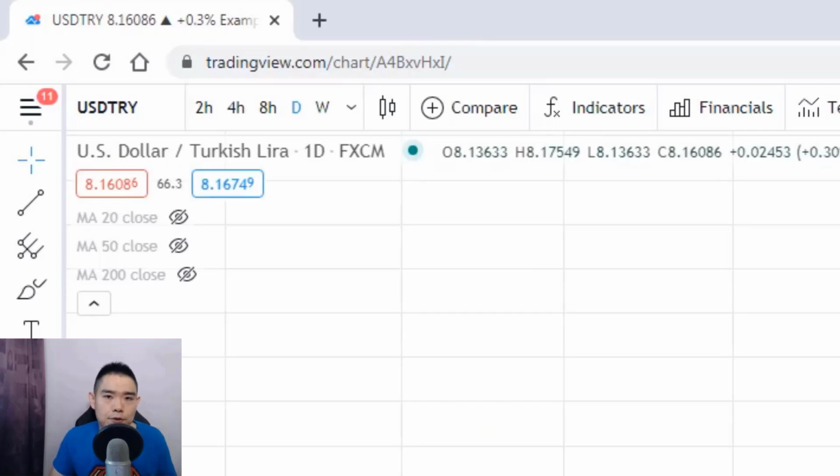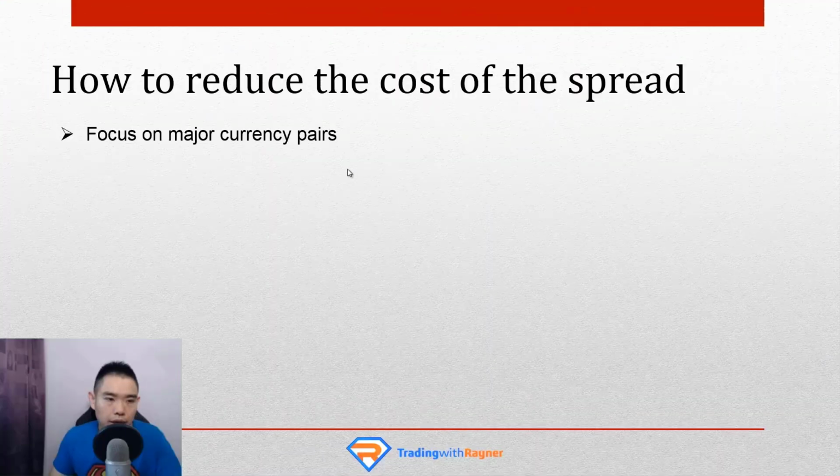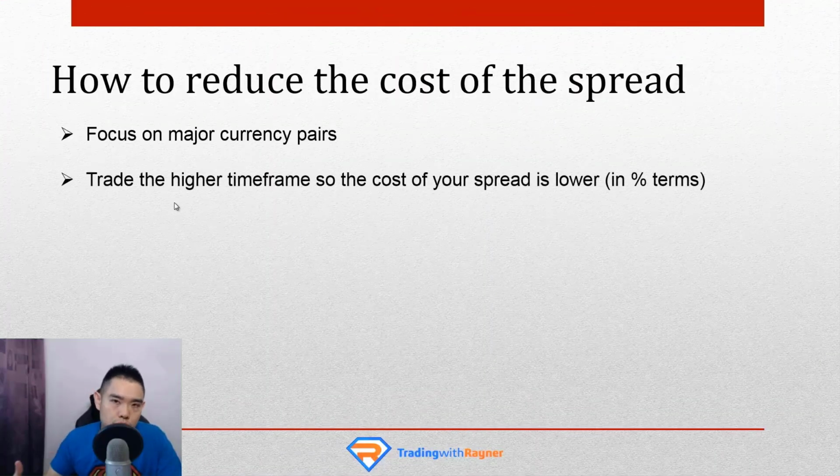So you can see, if you want to have lower transaction costs, focus on major currency pairs. The spreads are usually tighter, usually lower. And another thing that you can do is to trade the higher time frame, so the cost of your spread is lower in terms of percentage. Let me explain what this means.